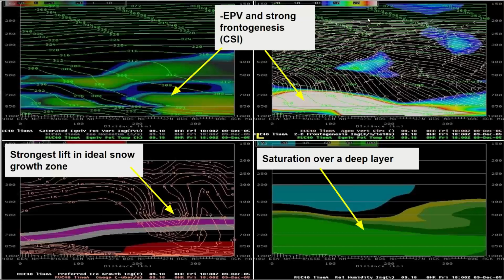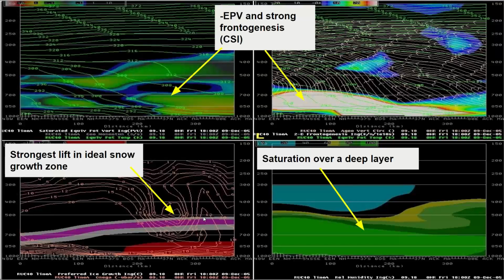Looking at the atmospheric profile for this event, you can see you have a negative EPV, highlighted by the green and yellow color on the top left diagram. And then on the top right diagram, you can see the area of white, that's the area of strong frontogenesis, or the CSI. So when you put these two together, you can get a pretty explosive environment. And then at the bottom left corner, the area of strongest lift is co-located with the ideal snow growth zone.